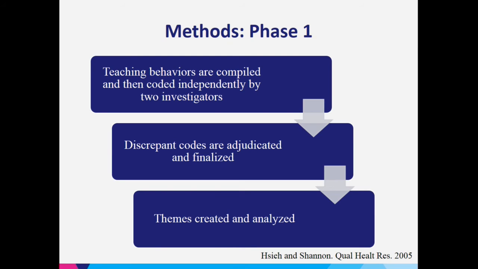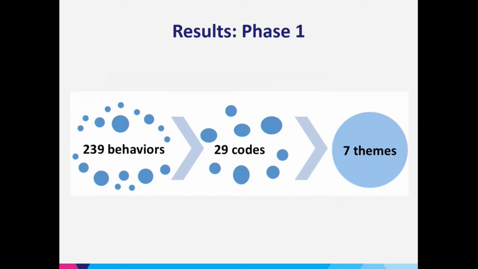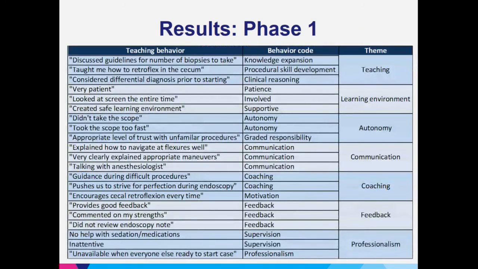From these codes, we then took it another level through the same process and came up with overarching themes. So kind of working your way up a pyramid of many behaviors, fewer codes, even fewer themes, as a way to categorize these behaviors. At the end of phase 1 of our study, we had 239 individual teaching behaviors. We translated that into 29 codes. And from those 29 codes, we came up with 7 themes of endoscopic teaching behaviors.